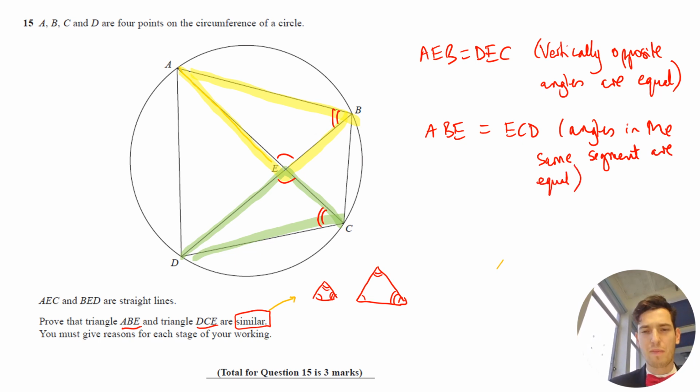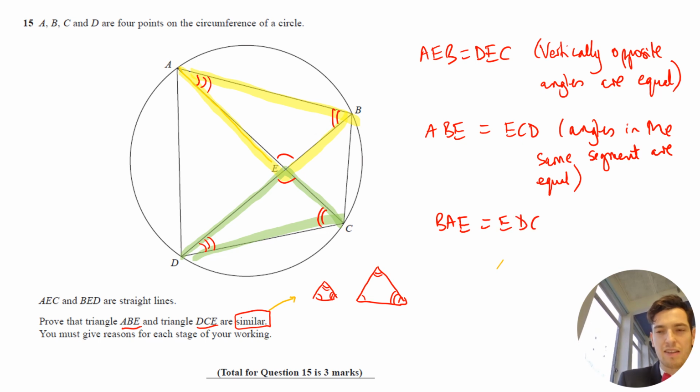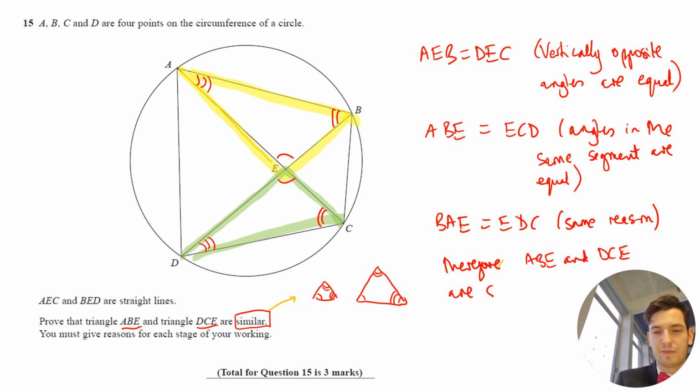And actually that is enough for my proof, because if two angles in the triangle are the same, then the third one is also the same, because angles in a triangle sum to 180. But I could also say, if I wanted to, that BAE equals EDC for the same reason. And then my conclusion is therefore ABE and DCE are similar, because I've shown that they've got two or three angles that are the same.